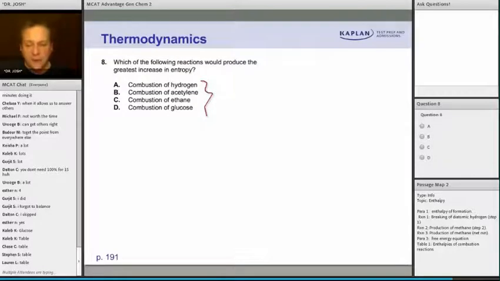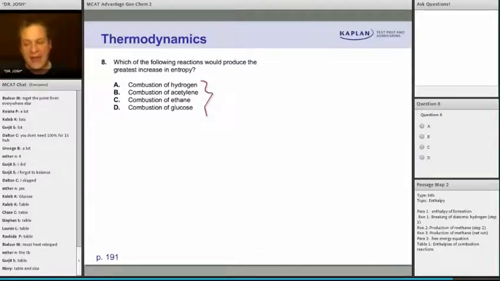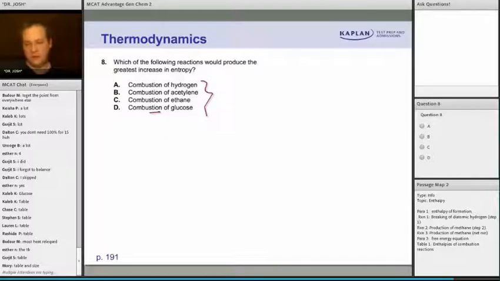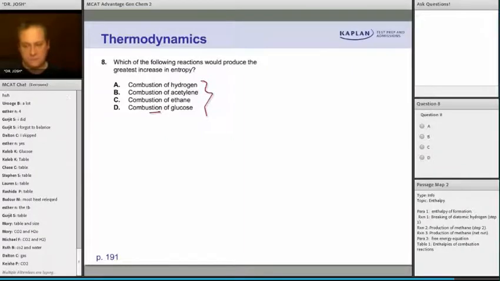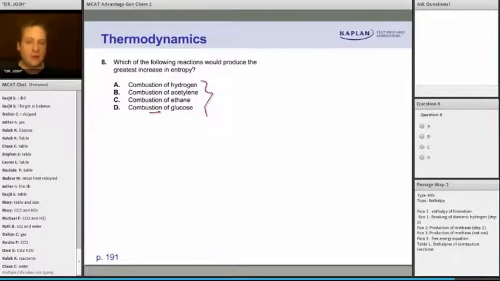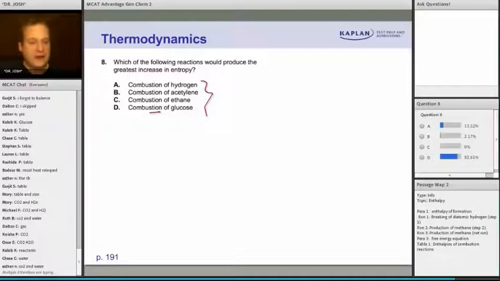We can go to the table, and since it's combustion, we're going to do a little bit of sizing. What are each of these products going to make again? If we're combusting these carbon-based sources, well, we're going to make carbon dioxide and water. That's what combustion does. Now note, almost everyone eliminated B and C.